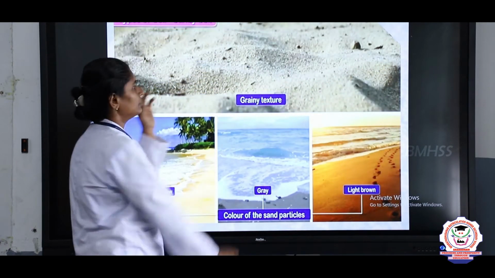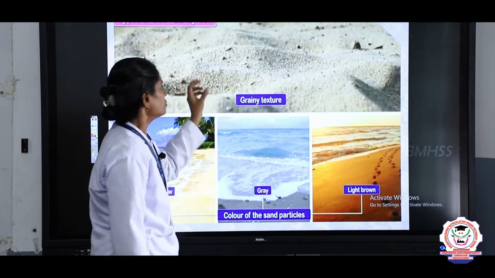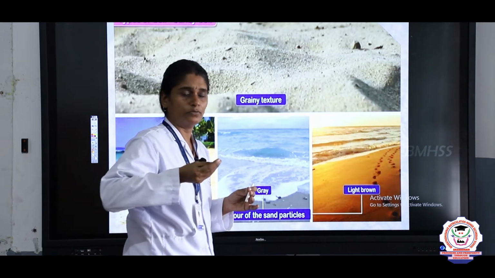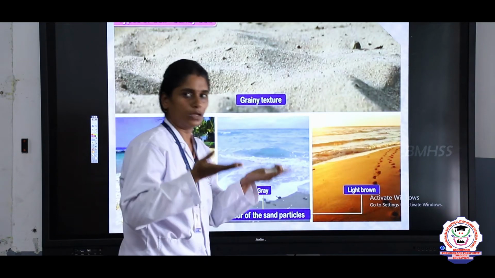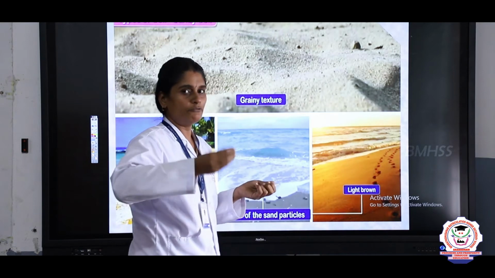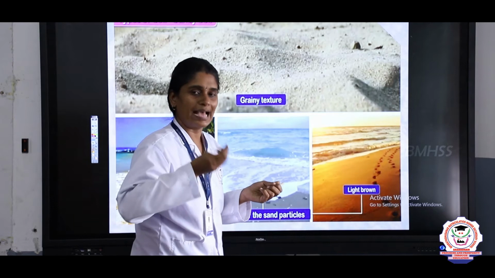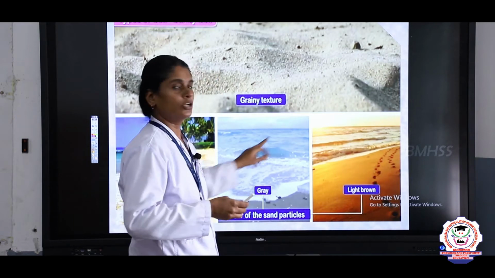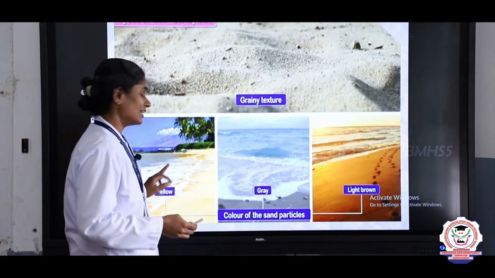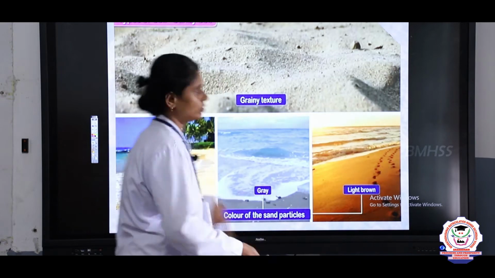Let us see the texture of the sand. We use sand to build our house, right. If you touch and see, the sand will be very rough and it has a grainy texture. We can see different types of sandy soils also.